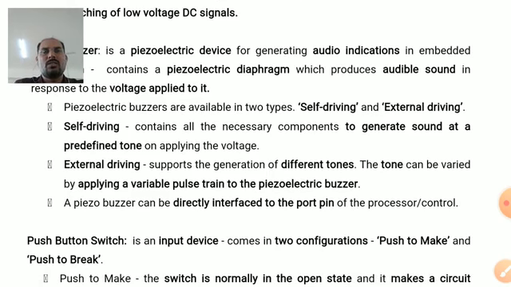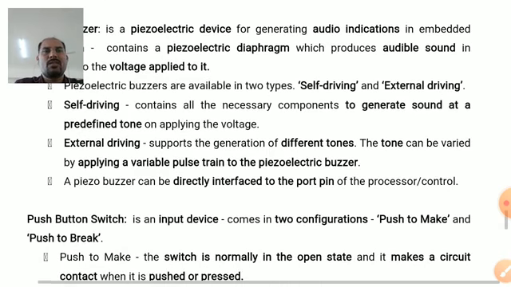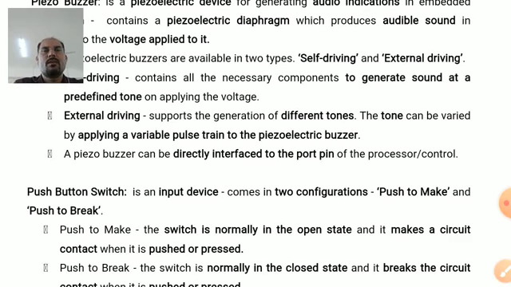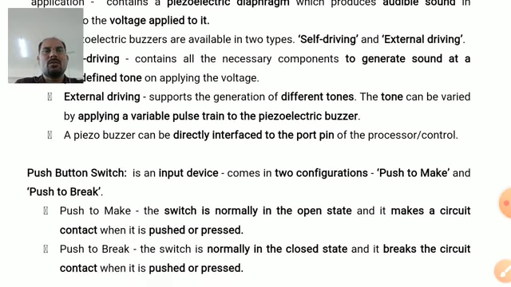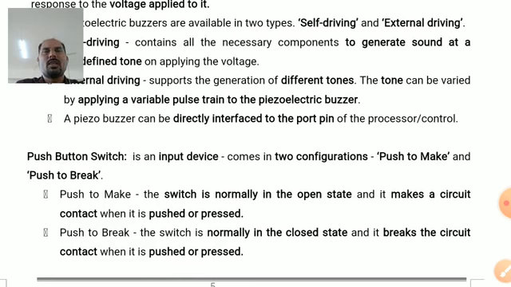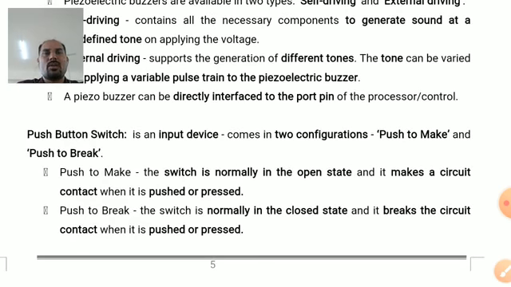There are two types of piezoelectric buzzers: self-driving and external driving. In a self-driving buzzer, it contains all the necessary components to generate sound at a predefined tone on applying the voltage. Whereas in the external driving buzzer, it supports the generation of different tones, and the tone can be varied by applying a variable pulse train to the piezoelectric buzzer. And this piezoelectric buzzer can be directly interfaced to the port pin of the processor or controller.